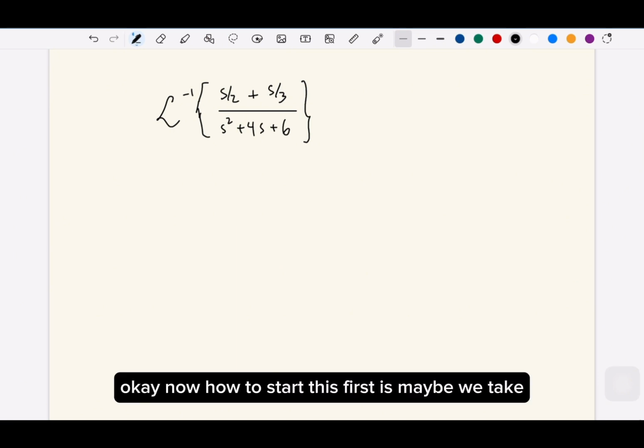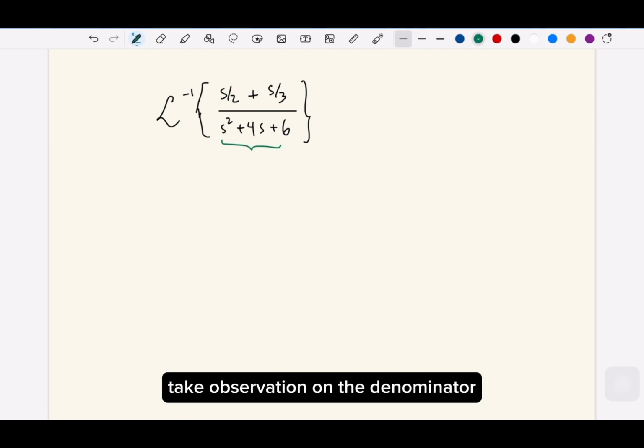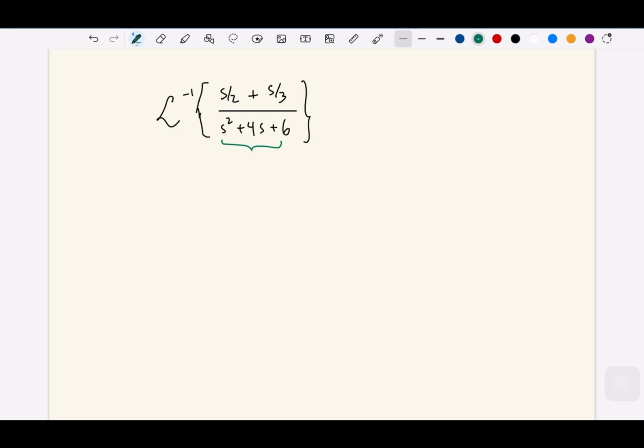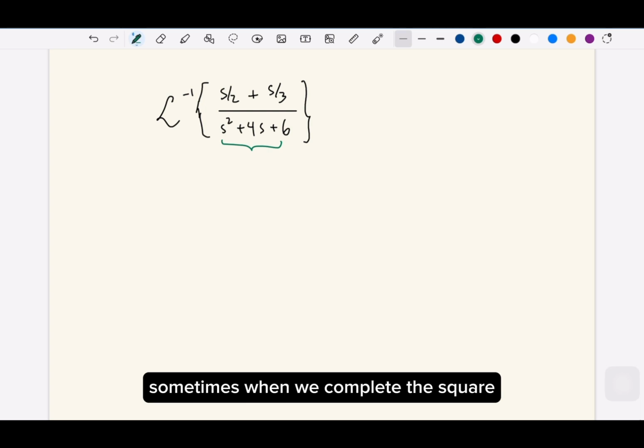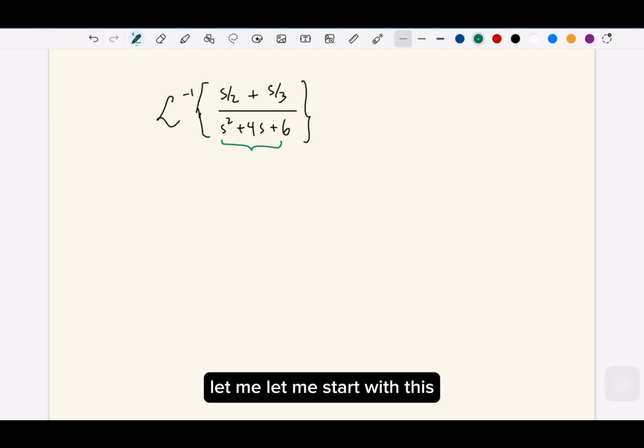Now, how to start this? First, let's observe the denominator. Can we factorize this? No, right? But we can complete the square. Sometimes when we complete the square, you will see something squared plus or minus something, and we can imagine that this completed square is a result after it was translated or shifted, right? So let me start with this.